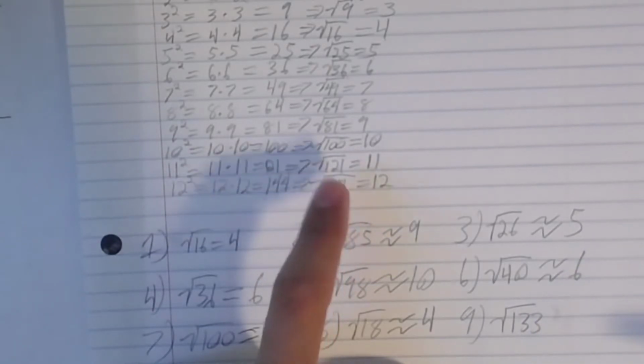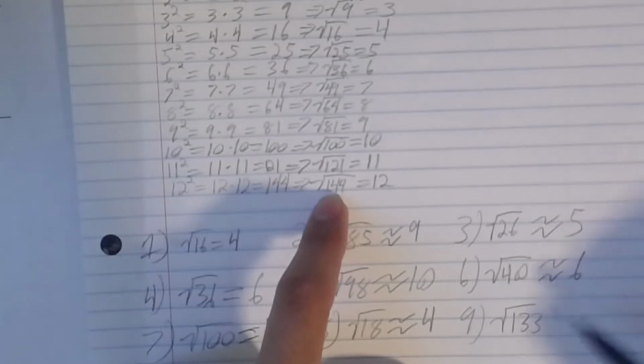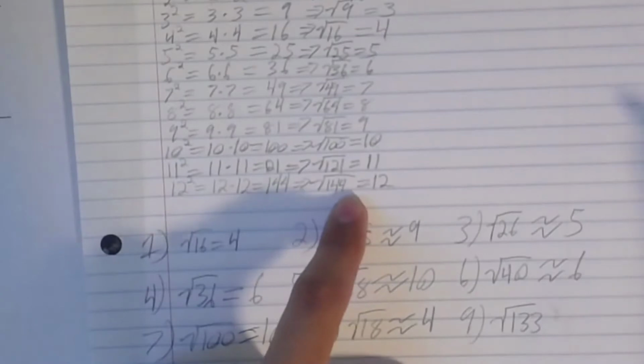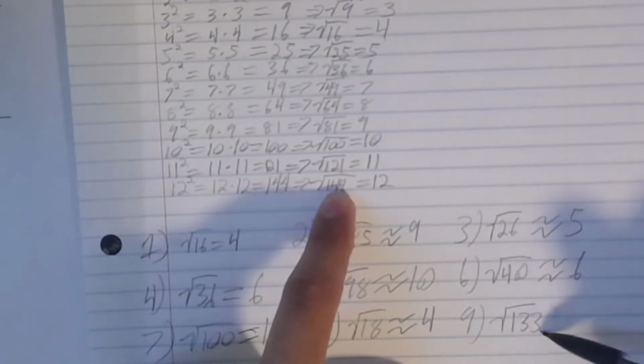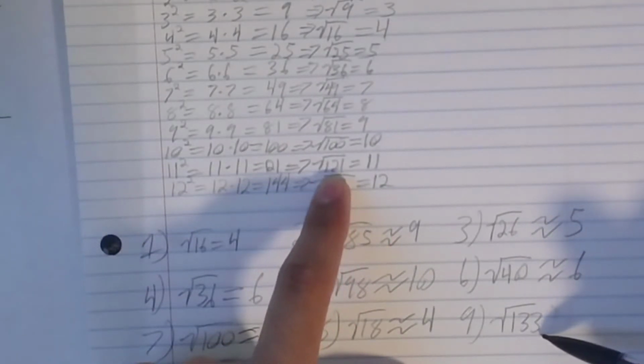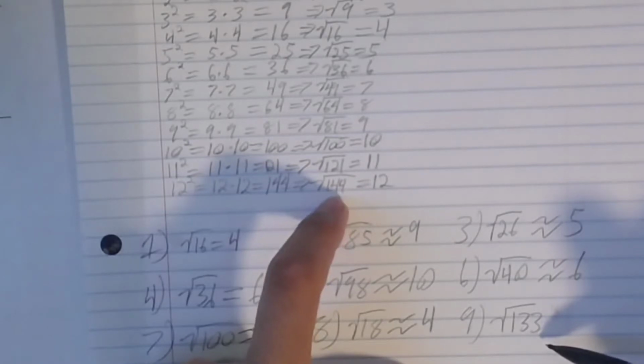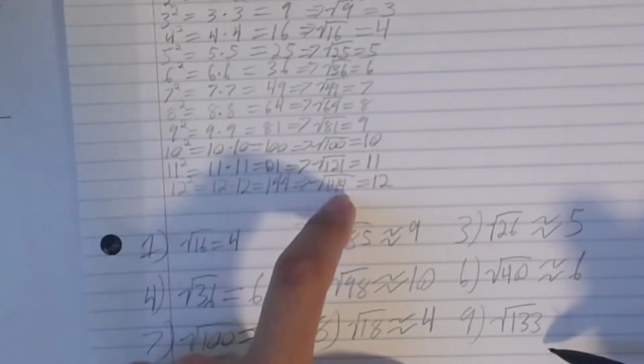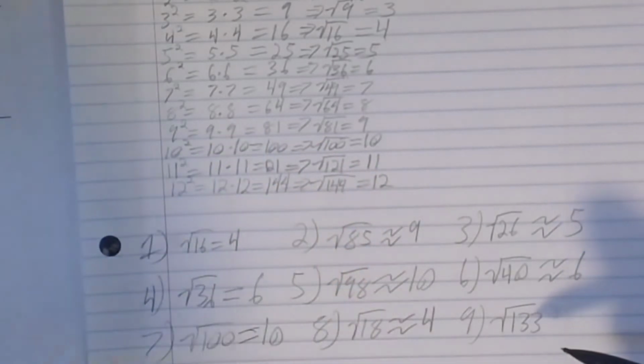Let's see. Well, it's 11 away from 144, and it's 12 away from 121. So it's actually a little bit closer to 144. It's not much closer than it is to 121, but it's barely enough closer. But we said to the nearest integer. So we're choosing which one's the nearest.